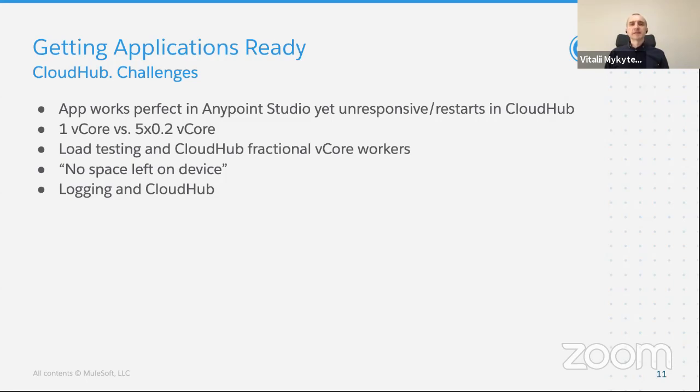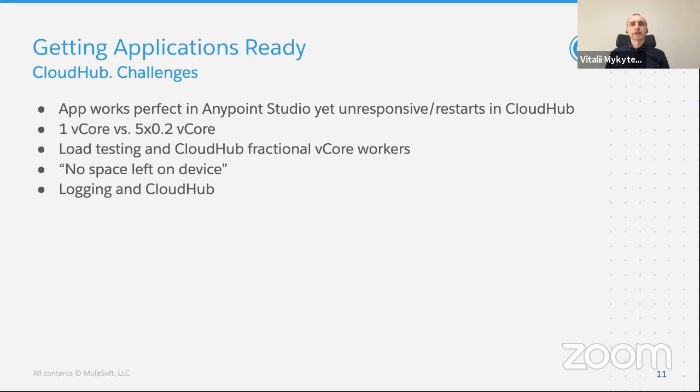Or when we do a capacity planning exercise, we sometimes think that because one vCore worker has more memory, it can process more messages at a single moment of time. And we think that one vCore worker would be better than deploying the application, for example, to 5 0.2 vCores.